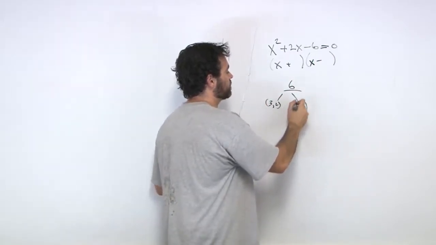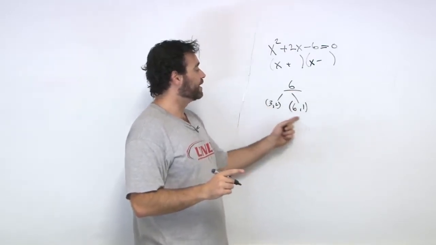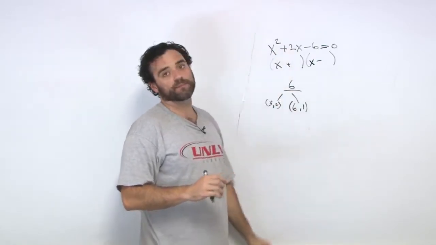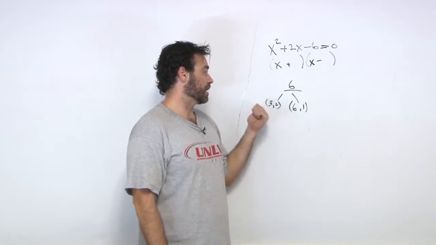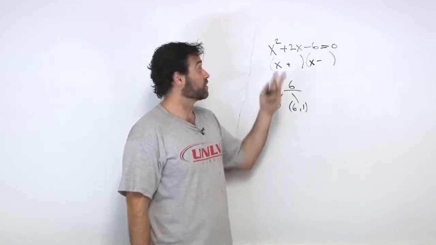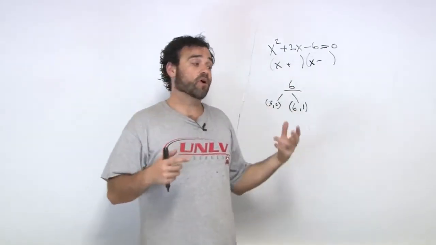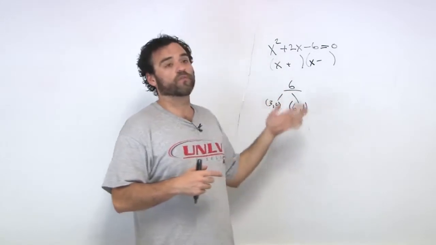Listing my factors, we see what happened to the homework in the homework problem. None of these factors will give me a positive 2 when I subtract. 3 minus 2 is 1, 6 minus 1 is 5. So I'm not going to get that positive 2. So right away, bells go off saying this is not going to factor over the rationals.